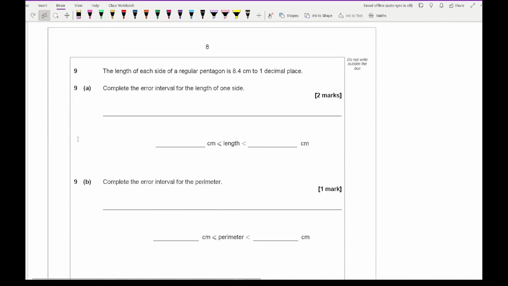So with question 9, it says the length of each side of a regular pentagon is 8.4 centimeters to one decimal place. Complete the error interval for the length of one side. So with it being to one decimal, we've got 0.1 divided by 2, which is 0.05. So then what we need to do is 8.4 plus or minus 0.05. And if we do that, we get 8.35 and 8.45.